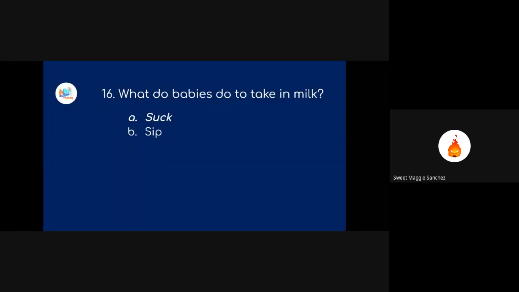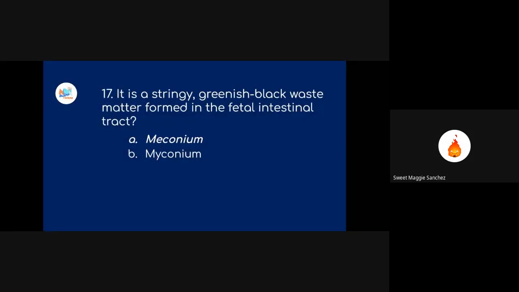Okay, question 16. What do babies do to take in milk? The correct term is to suck. Sip is a different grammatical term, which is more linked to drinking in small portions. Question 17. It is a stringy, greenish-black waste matter formed in the fetal intestinal tract.